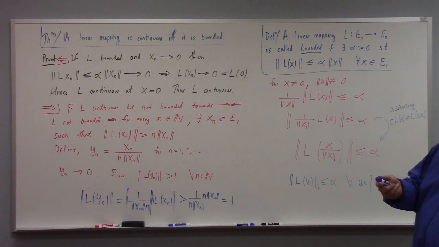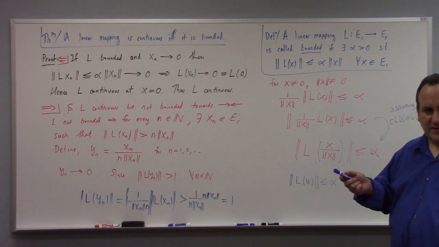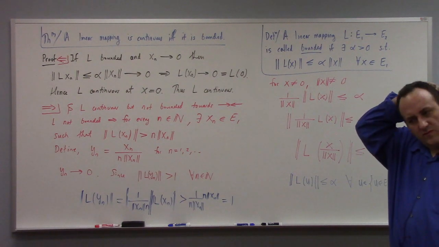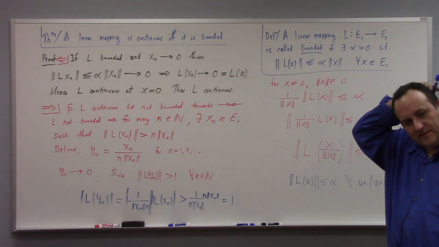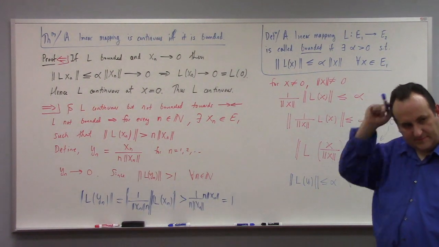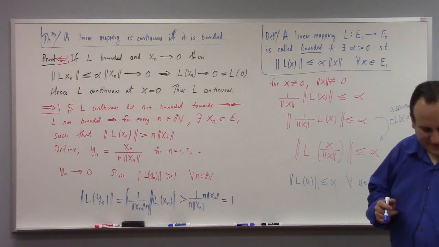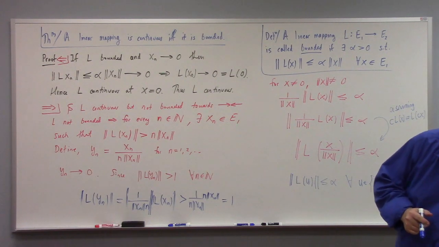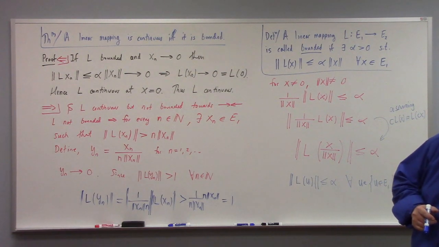So does that mean that there are linear maps which are not continuous in infinite dimensions? Is that what he's getting at here? What do you guys think? Does that mean there are linear maps in infinite dimensions which are not continuous?